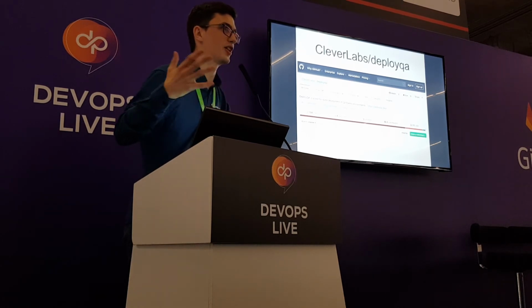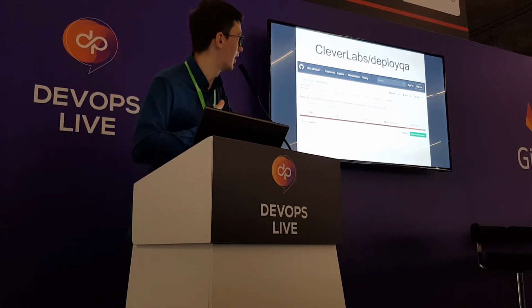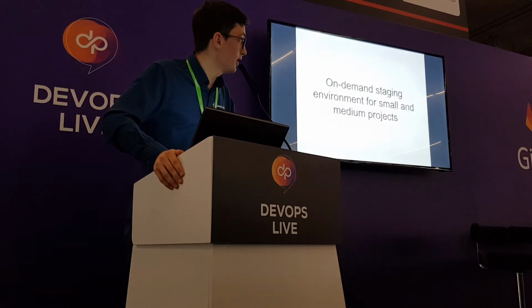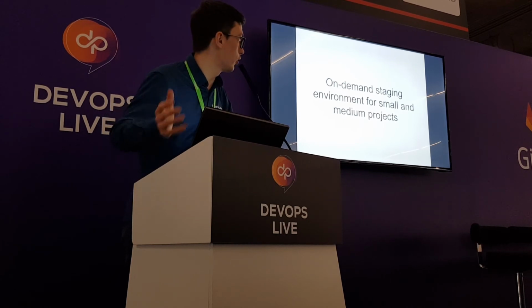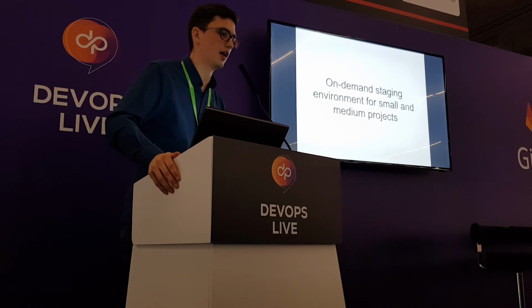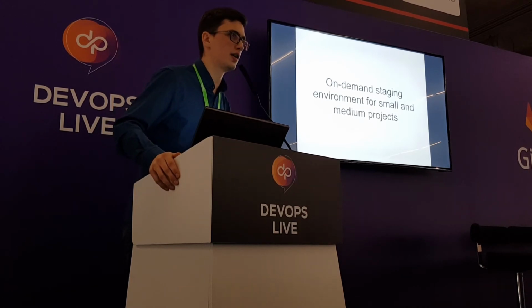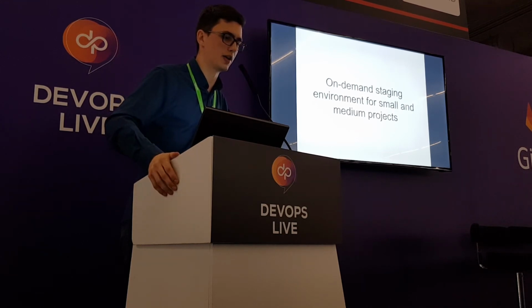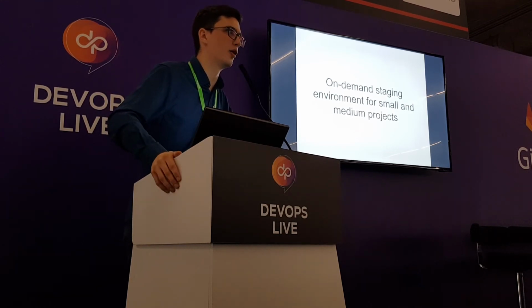Now I will describe the tool, describe what we have built at this time. The main purpose of the new application, the main idea, is to deploy on-demand staging environments for small and medium projects, so that users can deploy production-like environments by clicking the buttons in pull requests or clicking the buttons in our application.